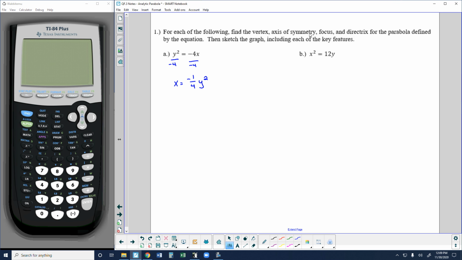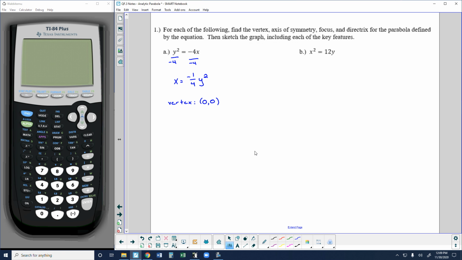What I may notice here is for the vertex, we're looking for shifts. If you notice this form, there's no shifts. So the vertex is at 0, 0. And I'm going to go up over here to the right, and I'm going to sketch this at the same time. So there's my vertex, and I've labeled it with 0, 0.